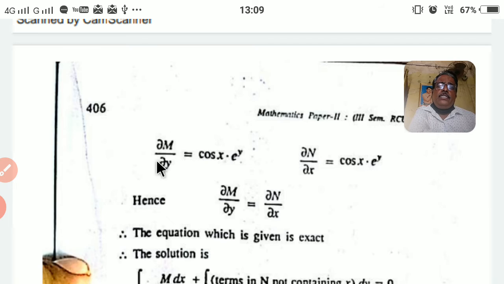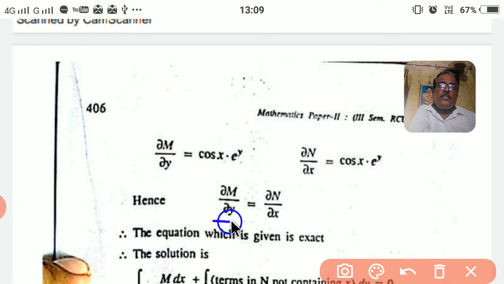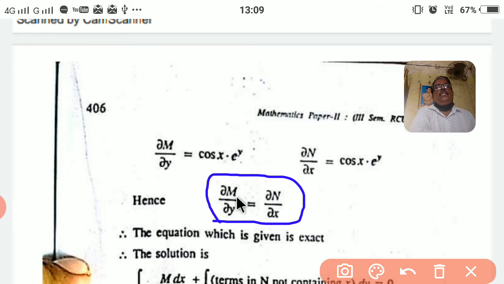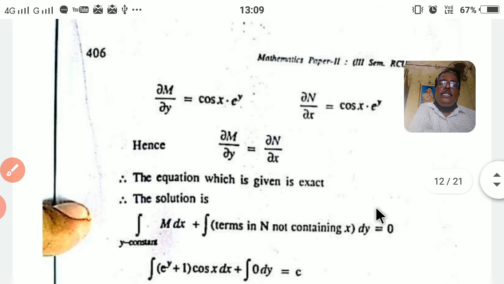Now here see, ∂M/∂y is cos x e^y, and ∂N/∂x is again cos x e^y. Both are equal, so therefore ∂M/∂y is equal to ∂N/∂x. Again this condition holds, therefore the given differential equation is exact. Next we solve the equation.